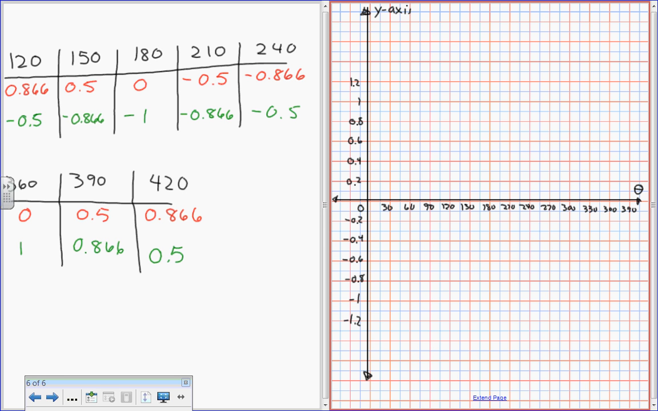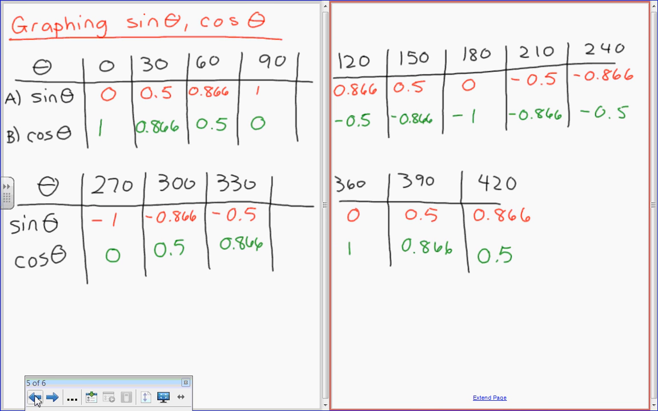What's that? Oh, this is just a graph. We're just graphing that table of values. So all this stuff we're actually going to put into our graphs right now. My theta is going to be like your x's, so that's going across here, and then the y values are going to go up and down there.